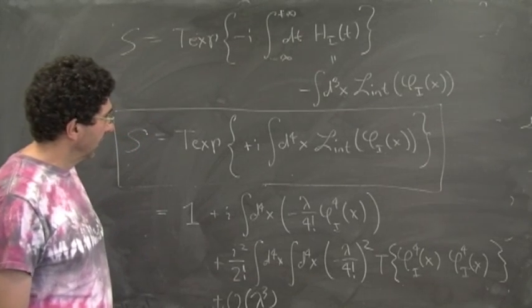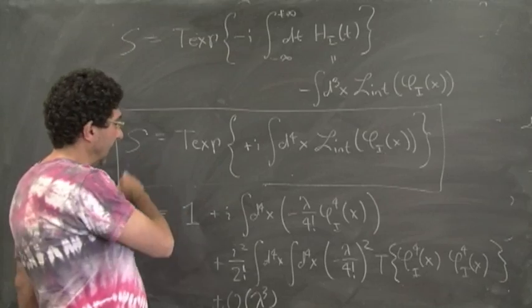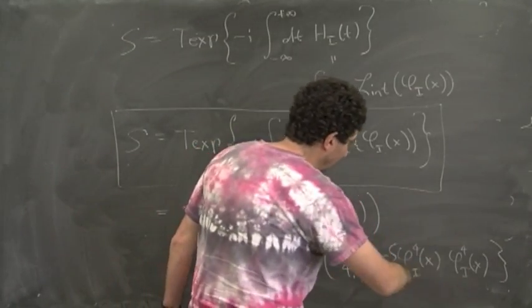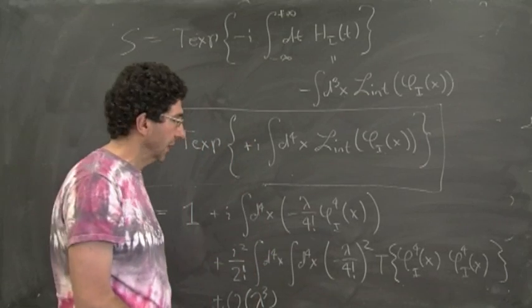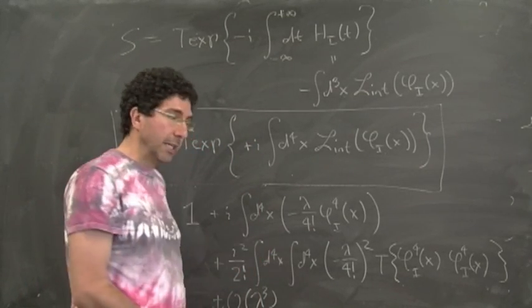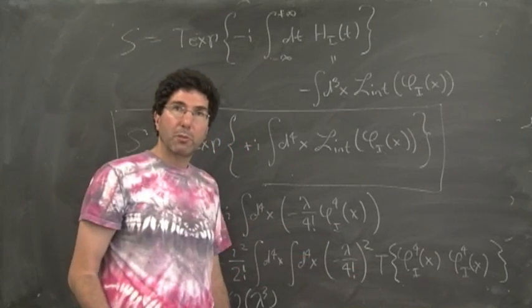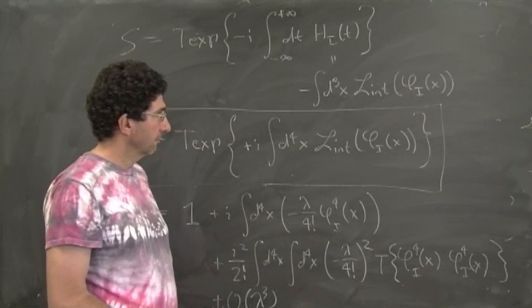So the basic point is that what this does is it expands this S in powers of time-ordered products of fields, okay? So the basic objects that we'll be studying to understand the S matrix will be time-ordered products of fields, okay?